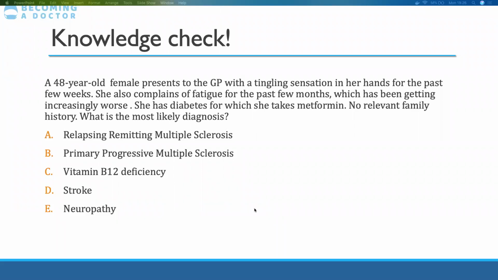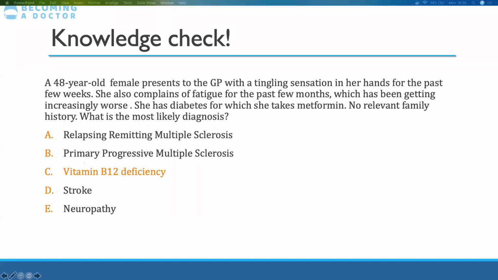So unfortunately, a lot of people said primary progressive MS, and yes, I know it does seem like it, but the one person that said vitamin B12 deficiency, well done, that was correct. And I know this is an MS lecture, so that was really mean, but it was just to show that essentially the symptoms of MS can present in loads of different ways, and loads of other conditions or pathologies can mimic MS. So it's really easy to misdiagnose it as well.